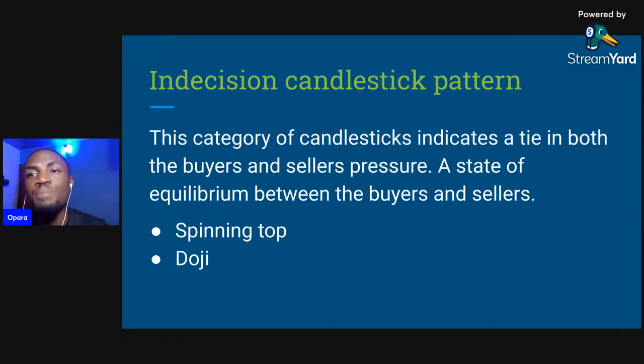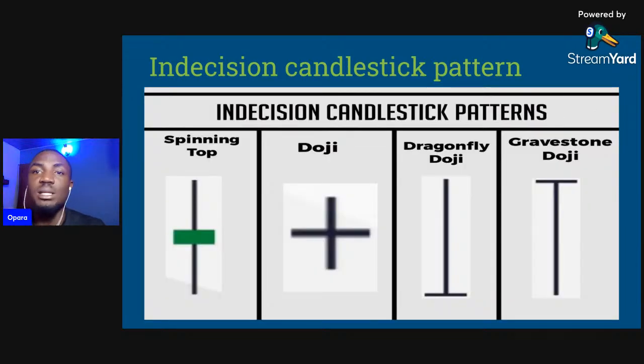Okay, so let me show you how it looks. Just by looking at it, you're going to know that it's an indecision. You can see the first one, the spinning top. The buyers are trying to push. It's just like a plus. The wick at the bottom and the wick at the top are of equal sizes. The people are fighting, but nobody's willing to let go. And you can see the doji, also just like a plus. So these are what they look like.